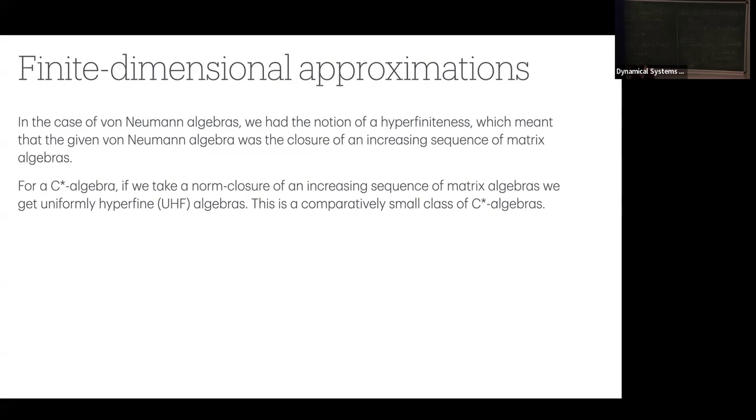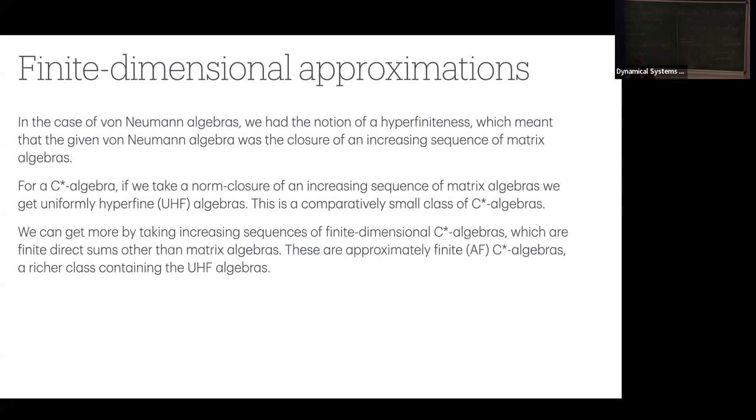This is an autocorrect problem that keeps happening, and it's extremely annoying. I try to fix it over and over, and it just keeps putting back hyperfine, which I don't even think is a word anyway. Okay, so we get these UHF algebras. Somehow in spirit, they're very close to hyperfinite von Neumann algebras, but they're actually a comparatively small class of C-star algebras. Very nice C-star algebras, but still relatively small.